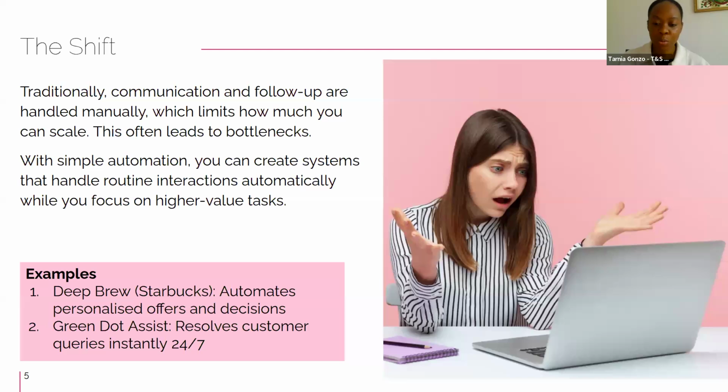So to bring this to life, Starbucks has done a few automations themselves. There's one called Deep Brew. This is an AI system that helps personalize offers, predict demand, and even guide customer interactions automatically so that customers themselves get timely and relevant communications without staff at every step of the way. There's also Green Dot Assist with Starbucks again, which uses AI to handle customer service queries and it responds instantly to common questions, resolves simple issues, and passes on the more complex issues to a human.